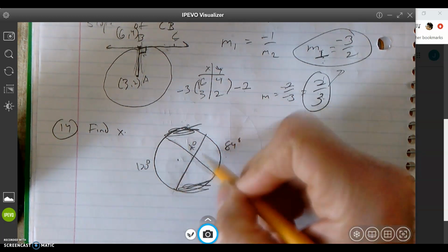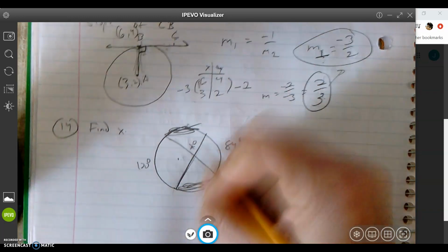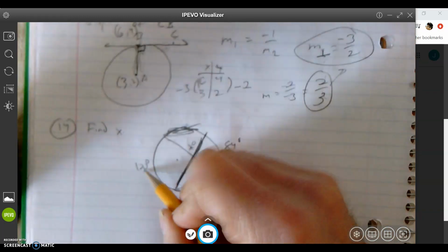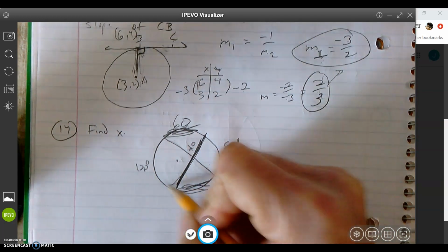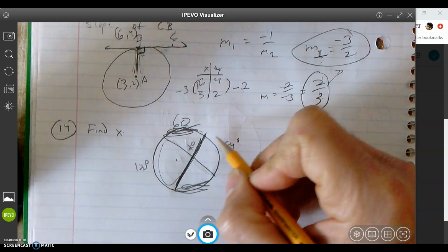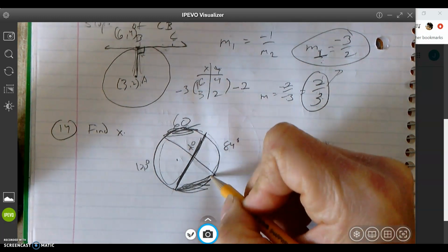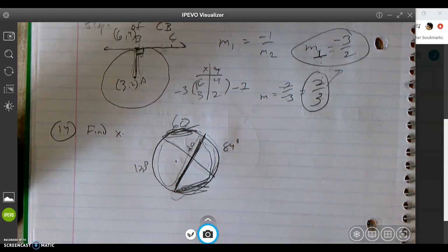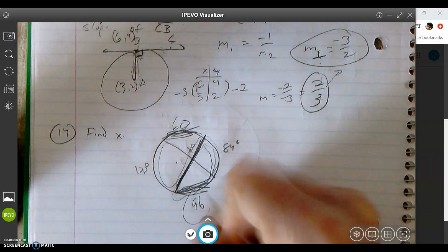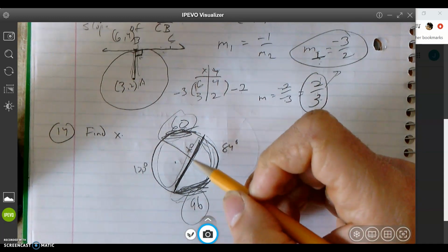I don't know what those are. Actually, I can get it. This right here is 180. So that's 120. This is going to be 60, because 120 plus 60 is half the circle. This is 84. So 84 plus something here is going to be 180, which is half of this circle. So 180 minus 84 is going to be 96 right there. So 84 plus 96 is 180, which is half the circle.